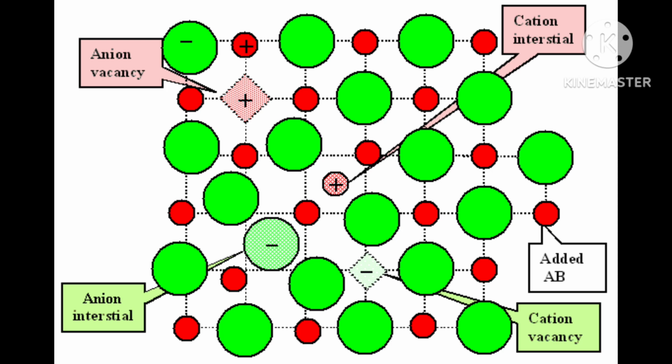Now I am going to discuss types of point defects. Point defects can be classified into three types. First, stoichiometric defects. Second, impurity defects. And third, non-stoichiometric defects. Three types. One by one I will tell you. A question is asked, hence listen carefully.